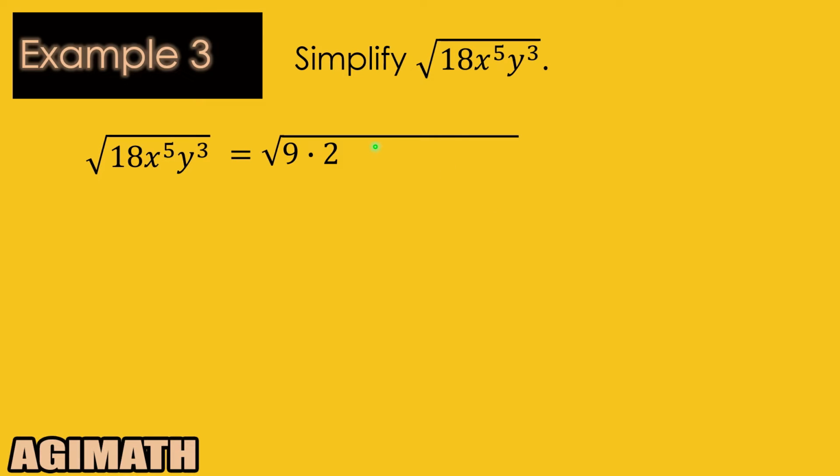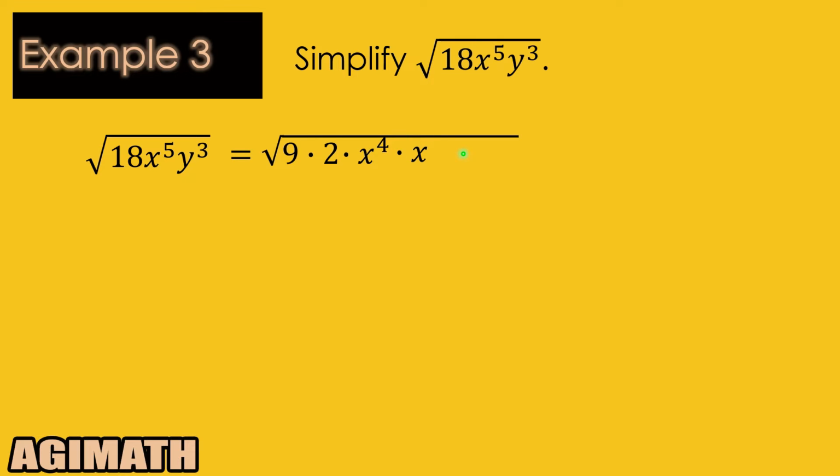Now, to factor this one such that one of the factors is a perfect square, just look at the index. Index is 2. So again, 5 is not divisible by 2. But what is the highest number but less than 5 which is divisible by 2? That is 4, right? So we factor x to the power of 5 into x to the power of 4 times x to the power of 1, or simply x.